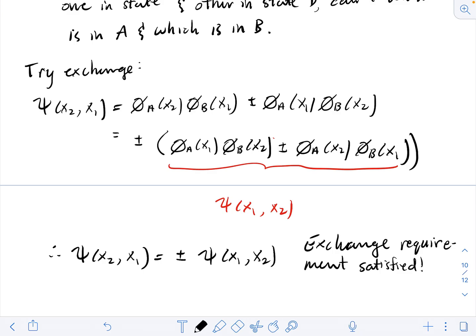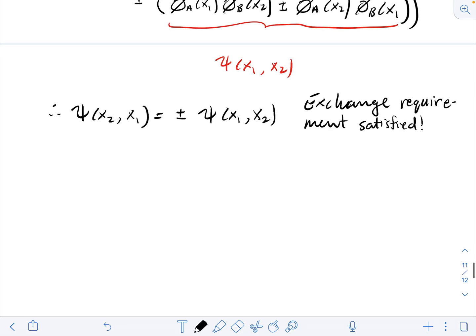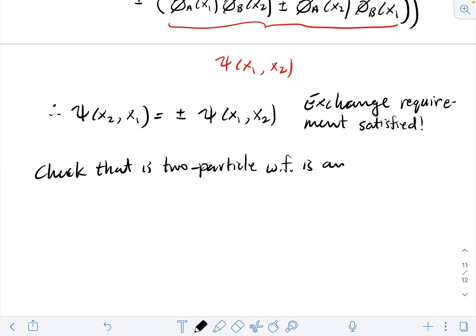All right, we have one more thing to do, and that is to check that it's an eigenstate. Check that this two-particle wave function is an eigenstate of the total Hamiltonian h1 plus h2.